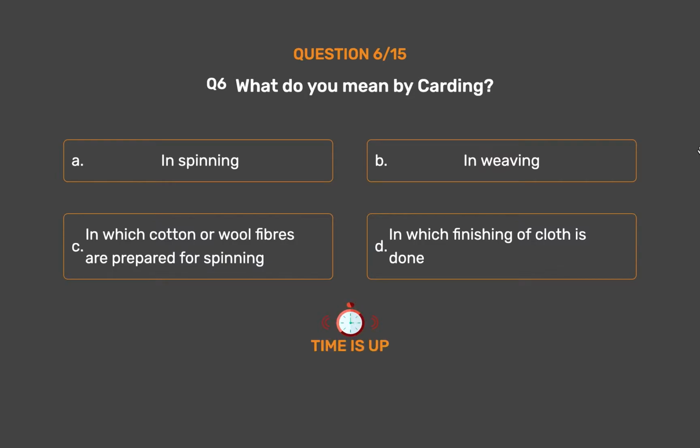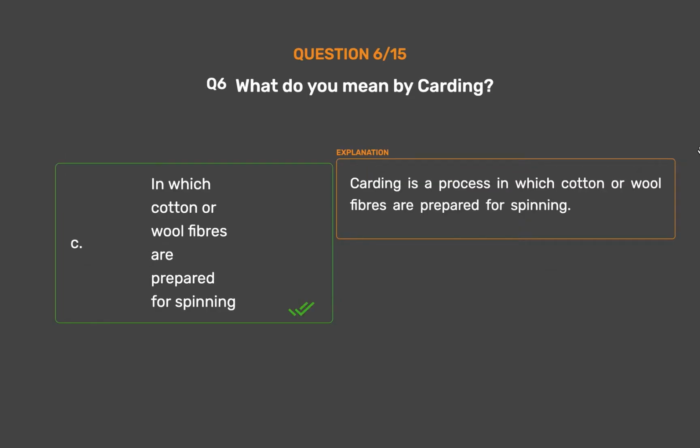The correct answer is Option C. In which cotton or wool fibers are prepared for spinning. Carding is a process in which cotton or wool fibers are prepared for spinning.